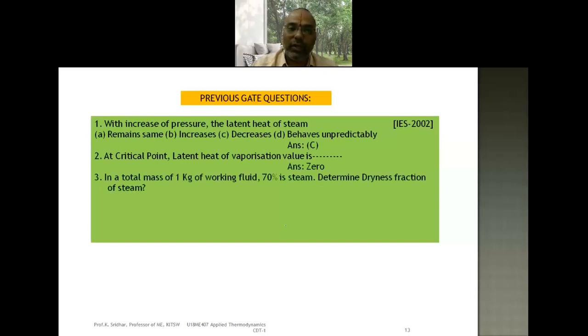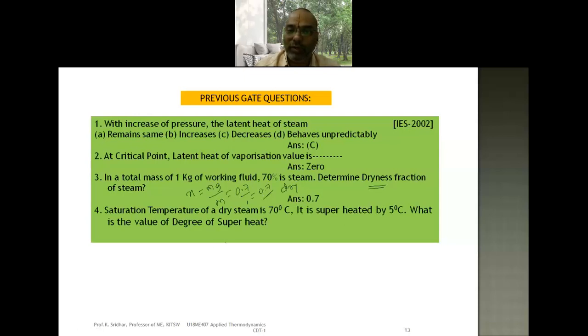The next question is, of the total mass of 1 kg of the working fluid, 70% is dry steam. Now what is the dryness fraction of the steam? Always I am telling you, the questions will be asked only at higher order cognitive levels. On the definition of the dryness fraction, you have to answer this question. x is equivalent to mg by m, where mg is given as 0.7 and m is 1, so automatically the dryness fraction value will be equivalent to 0.7. So the answer will be 0.7.